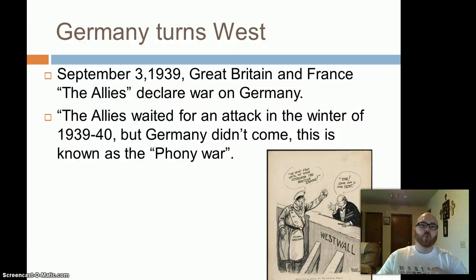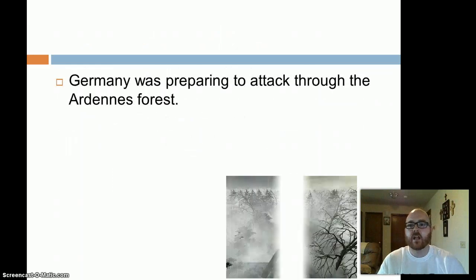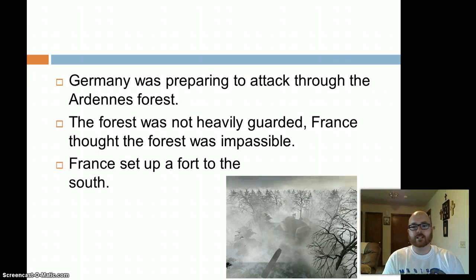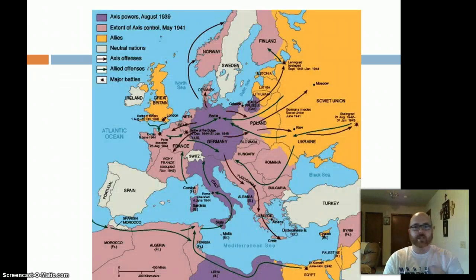The Allies waited for an attack in winter, but nothing came. It's called the phony war, because we waited, and Germany never attacked. All right, Germany's preparing to attack through the Ardennes Forest, which France, for some reason, thought no one could go through, and so they didn't guard it very well, and Germany went right on through. So France was just overtaken by Germany.